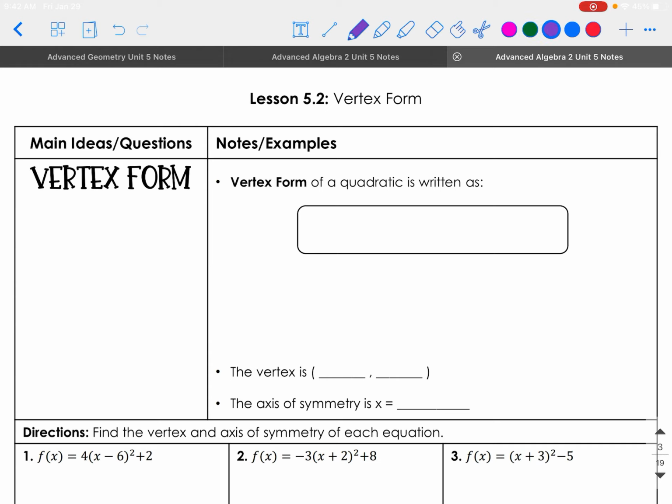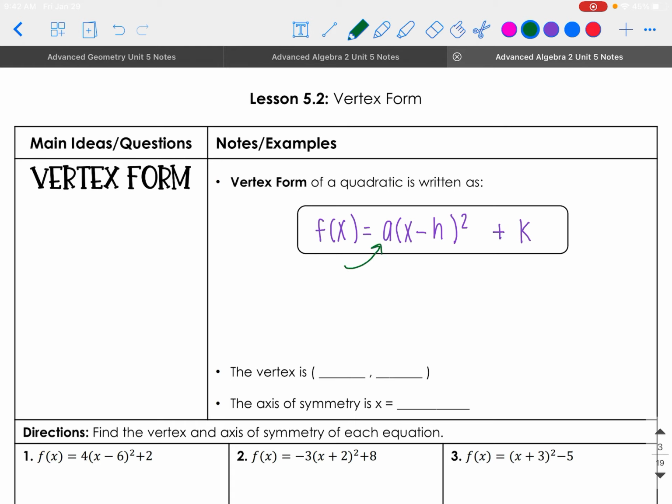So vertex form is this: f of x equals a, in parentheses, x minus h, squared, plus k. I forgot there should be an a in front of that. Sorry. So I'll tell you what each of these letters mean.